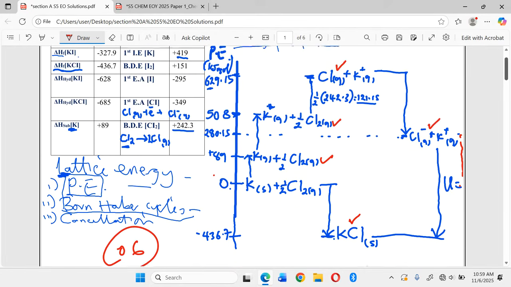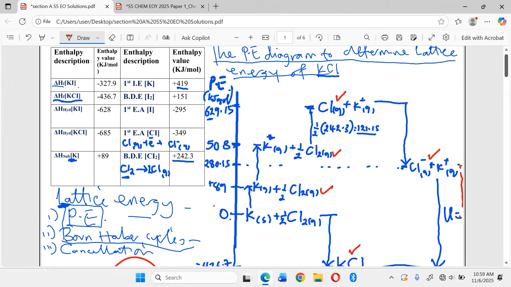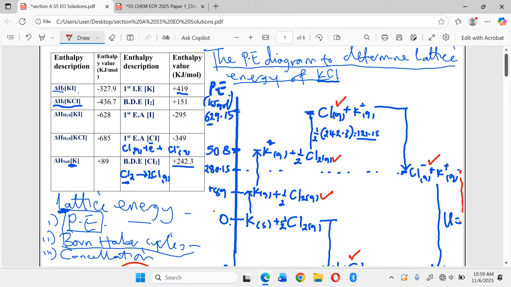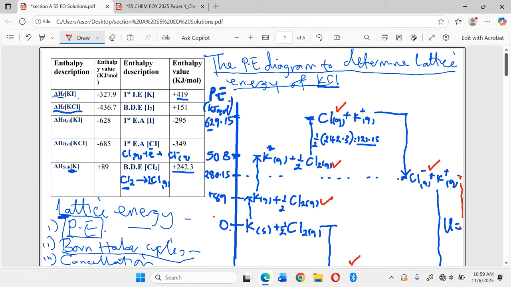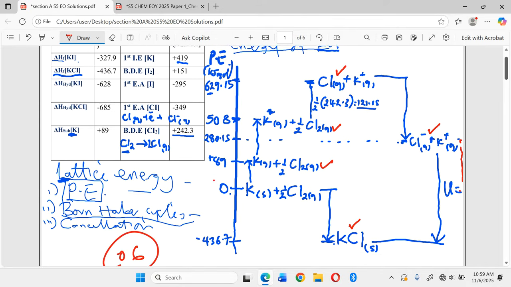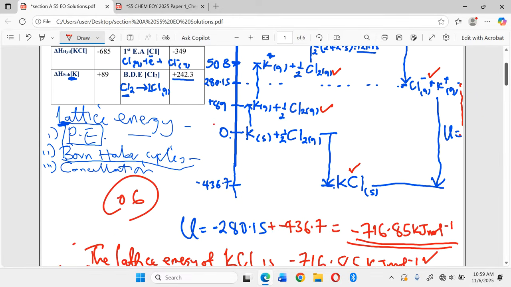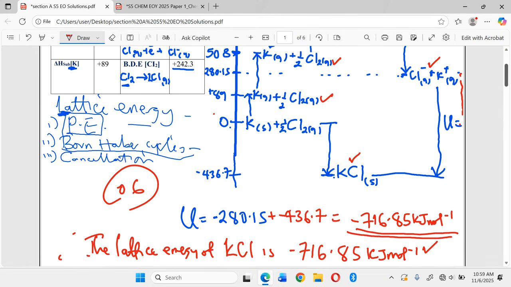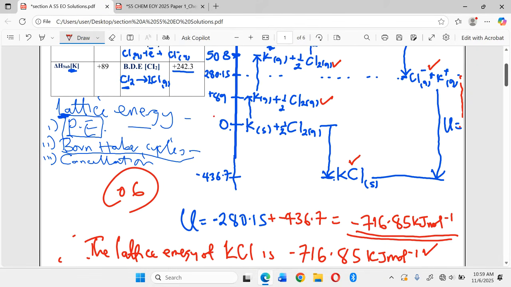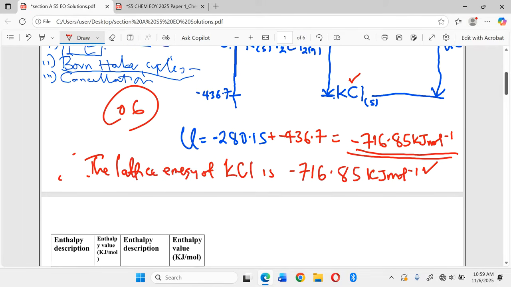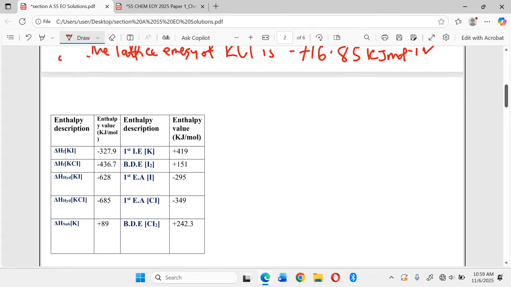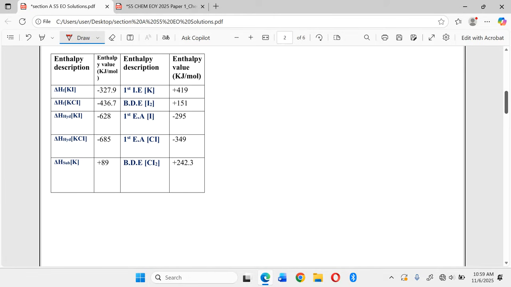So you can see how we have been able to get our potential energy diagram, or to determine lattice energy of potassium chloride. Hope that one was very, very clear. For those who have not watched our session about thermochemistry, there is a session where I was defining all those enthalpy changes. Please get time and go through that. Now I want us to go through the potential energy diagram.